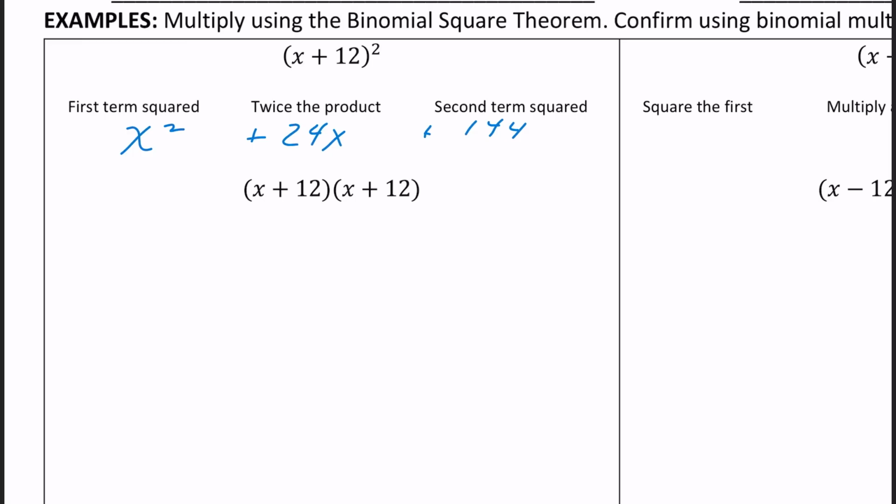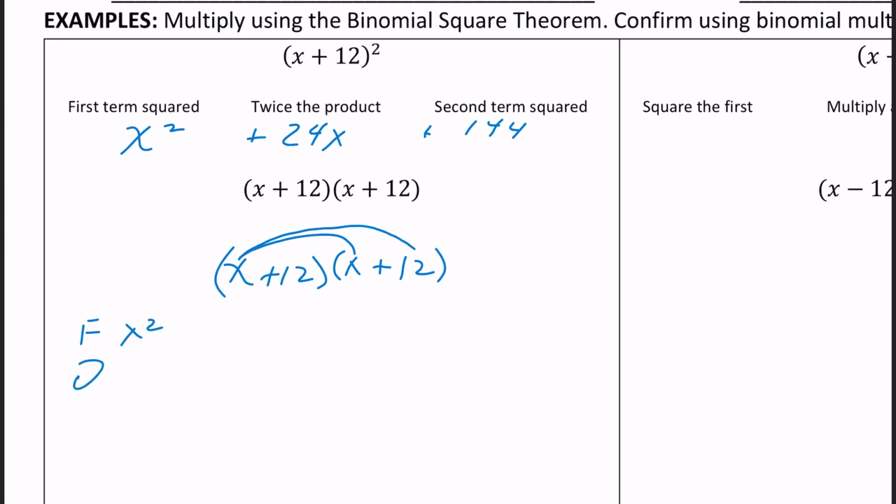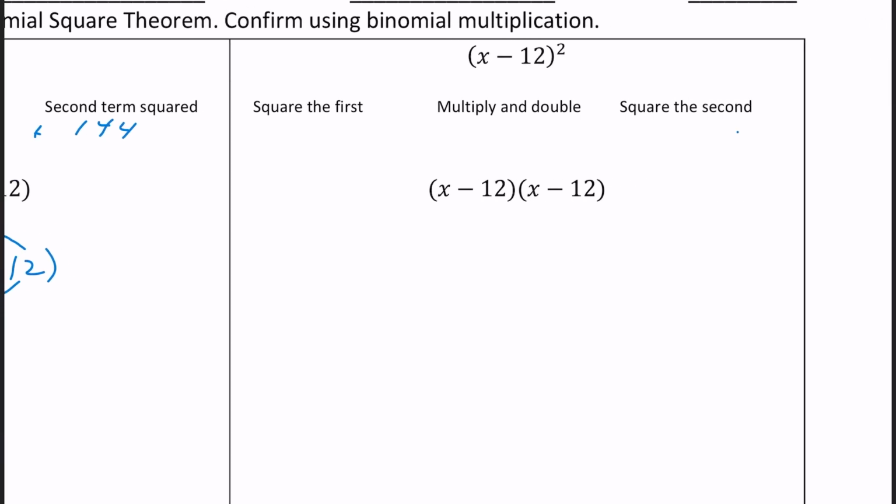We could use any type of multiplication here. I think I'll use FOIL, x plus 12 times x plus 12. First times first is x times x. The outside pair would be the x times the 12, 12x, and it's positive. The inside pair would be this 12 times this x, and again it's positive, 12x. And then the last times the last would be the 12 here times the 12 here. That would be a 144. And if you put it all together, it's the same answer, x squared plus 24x plus 144.